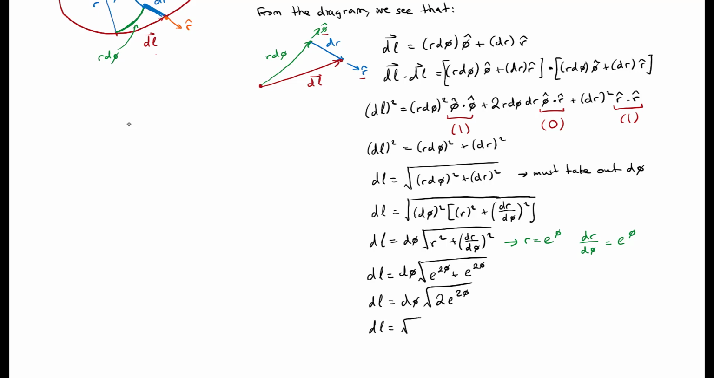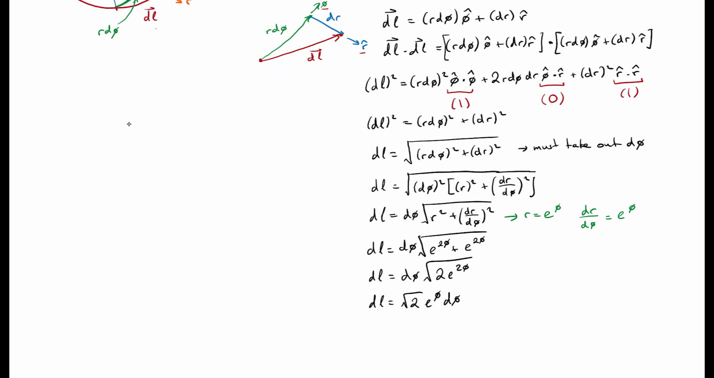dl is equal to the square root of 2, and the square root of e to the 2 phi is going to be simply e to the phi d phi. Okay, so with this, we can now find the circumference, c, by integrating dl for phi going from 0 to 2 pi.